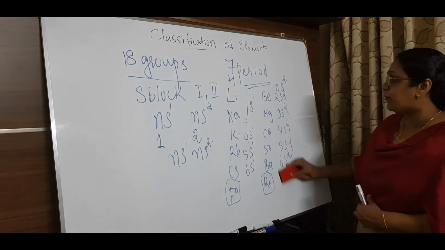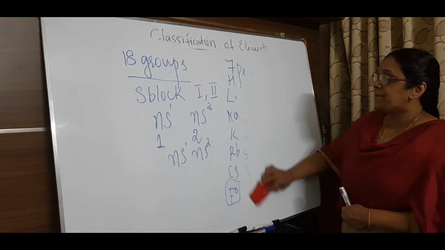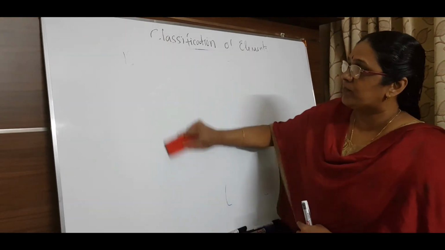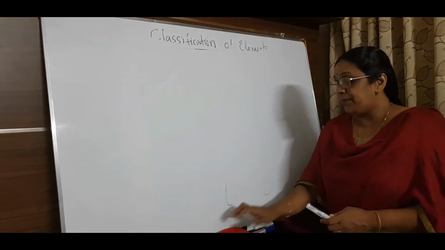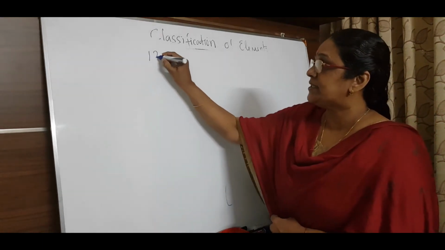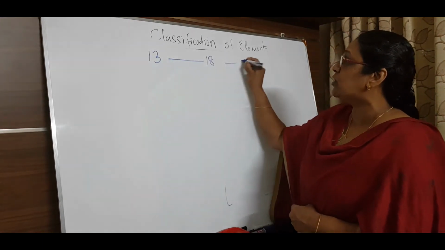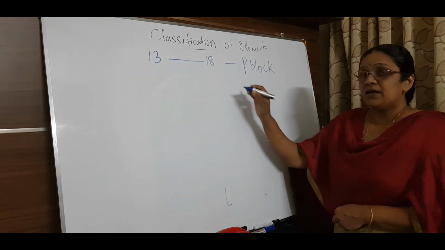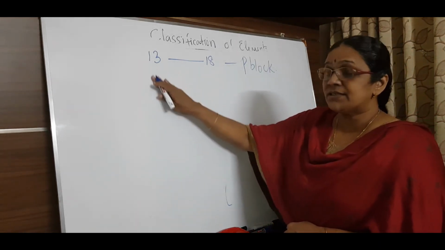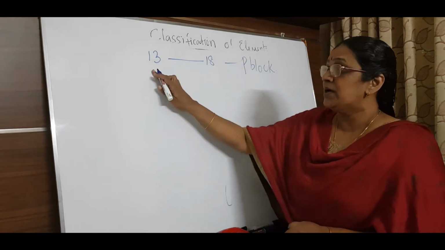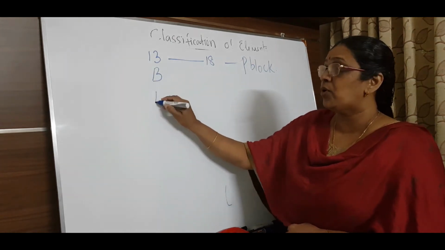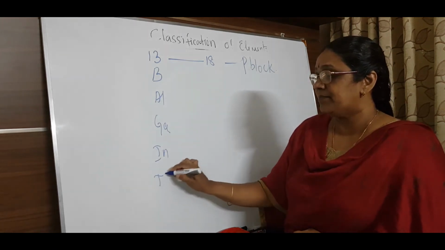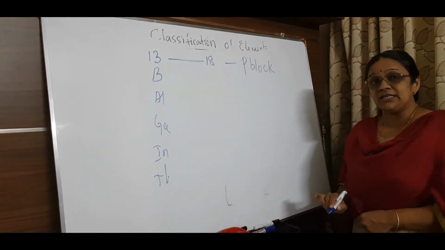Now we will see what about the p block. The p block starts from the 13th group. So the 13th to 18th groups we call the p block elements. What is the 13th group? The 13th group is boron, aluminium, gallium, indium and thallium.